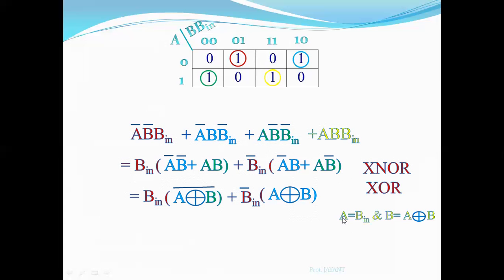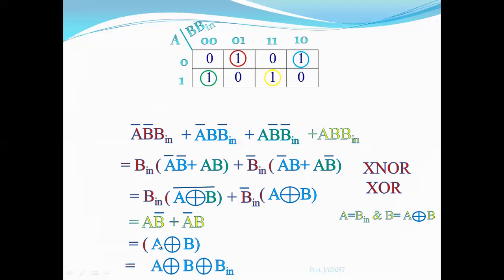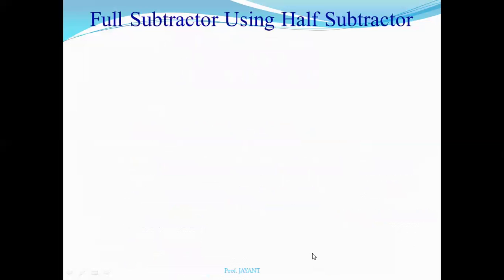Now again consider B in bar equal to A and B equal to A XOR B here. Put this value in that equation. So B in is your A and A XOR B is your B, and this is B into B bar plus again B in is A, so A bar and A. So this is nothing but your XOR gate. So we can write here A XOR B for that equation and put this value in the equation. So A is your B in and B is your A XOR B. So A XOR B XOR B in. This is the final equation for the difference.